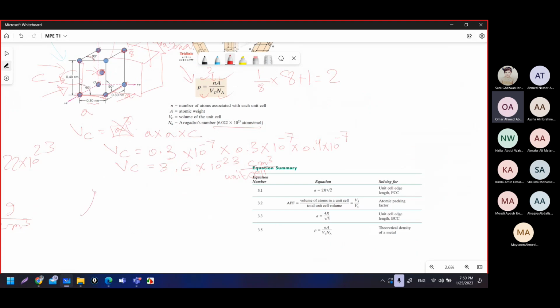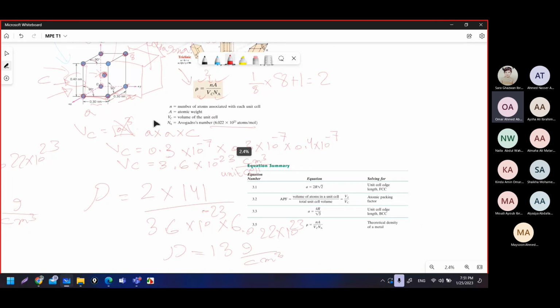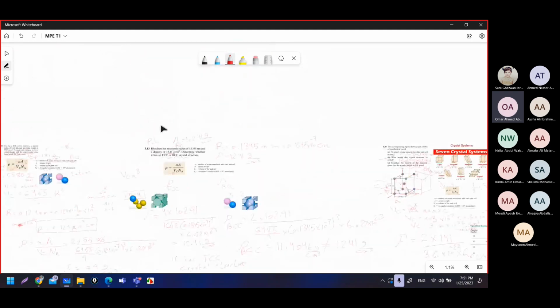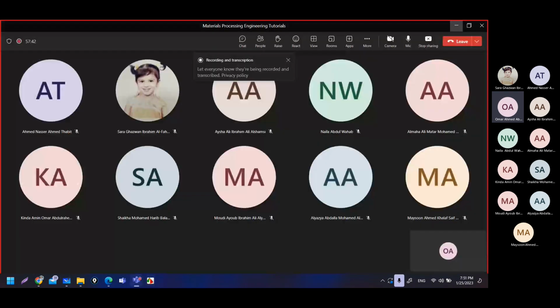So rho is equal to n, which is 2 atoms, times the atomic weight 141, divided by VC, which is 3.6 times 10 to the power negative 23, times Avogadro's number, 6.022 times 10 to the power 23. So the density will equal 13 gram per centimeter cubed. I think I finished the questions for this tutorial. If you have any questions, you can ask.